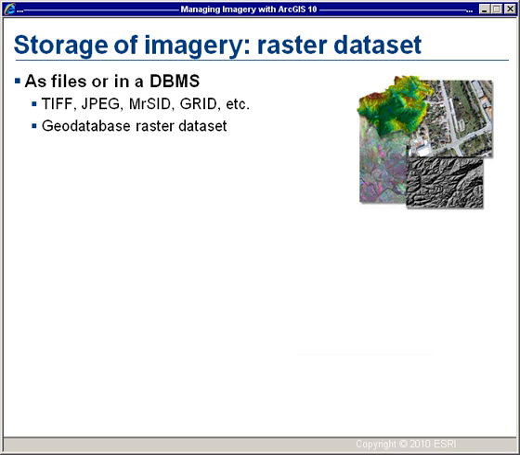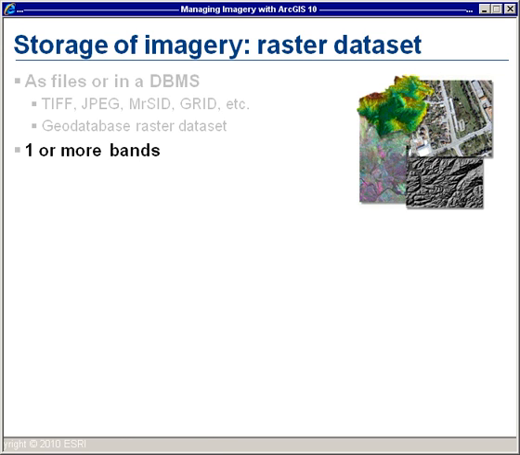Imagery, as you know, can be stored as files that you manage on disk, and these can include formats like TIFF and MrSID or GRID. They can also be stored using a database management system within a geodatabase as a raster dataset. Raster datasets can have one or more bands. And the pixel depth for each of these bands can range between 1 to 64 bits.